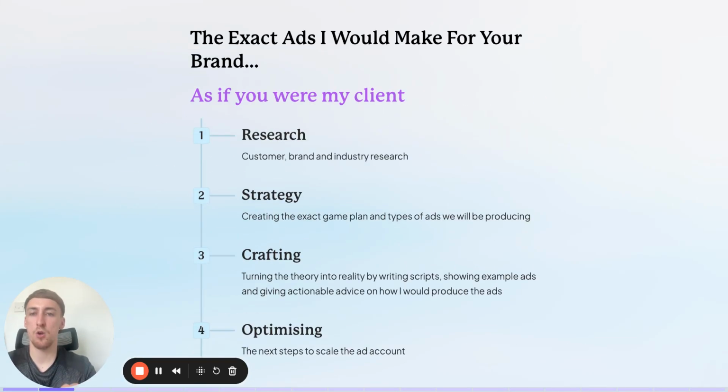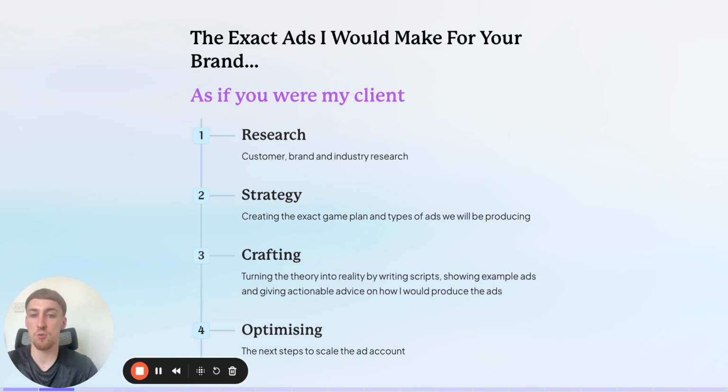So today I'm going to be walking you through the exact ads I would make for your brand as if you were my client. So researching your customer, brand and industry ads, strategy. So I'm going to be crafting a strategy based on the research, going through the exact game plan and types of ads I would be producing.